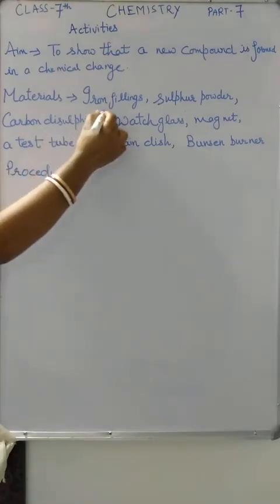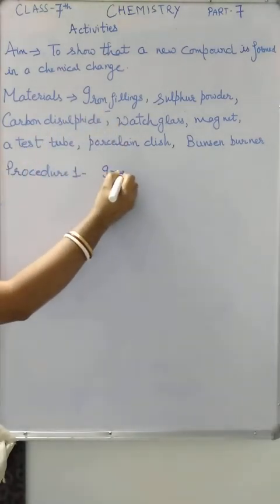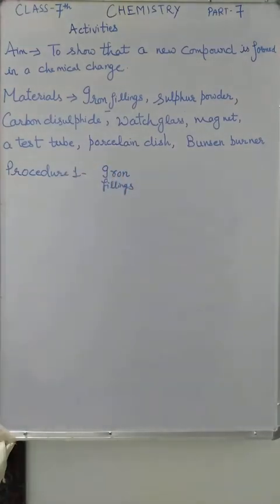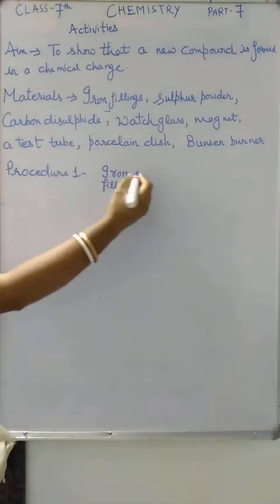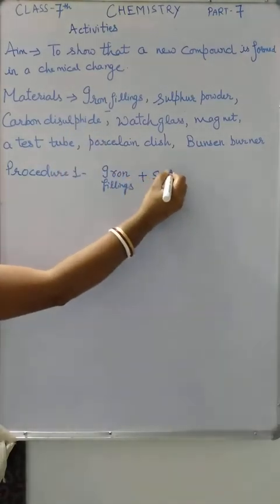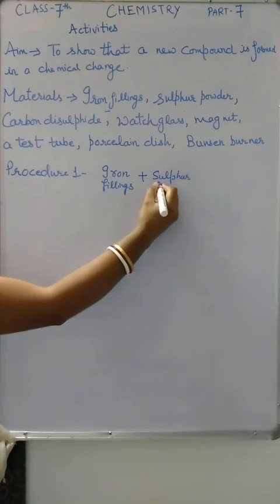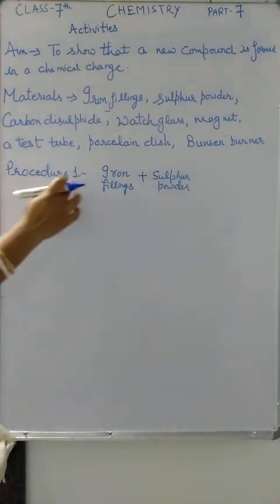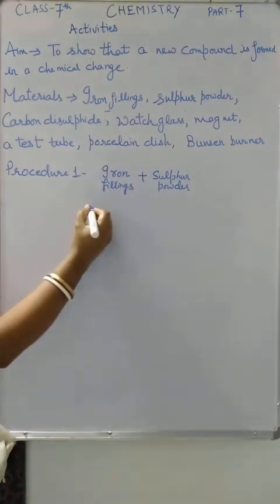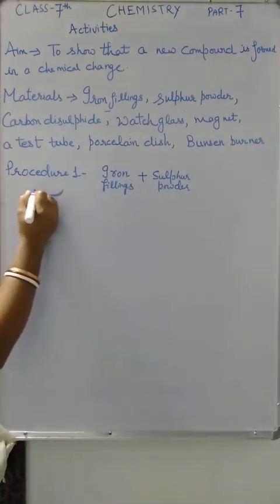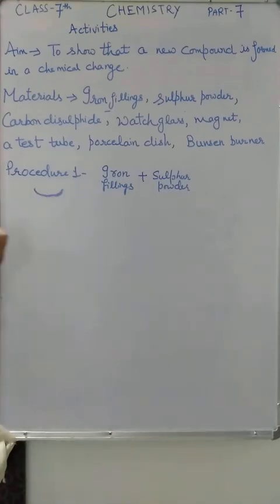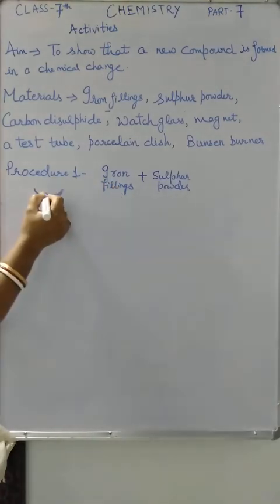You have to take these iron filings. Iron filings means small pieces of iron. You have to take these iron filings and this sulfur powder. You have to take these two substances in a watch glass. A watch glass is a glass plate like structure. In this you have to take the iron filings and the sulfur powder, and you have to mix it well.